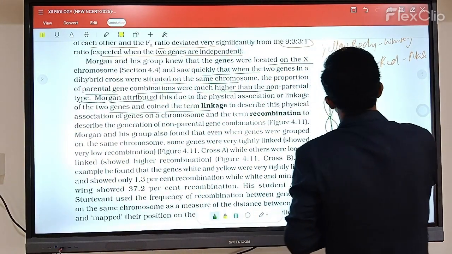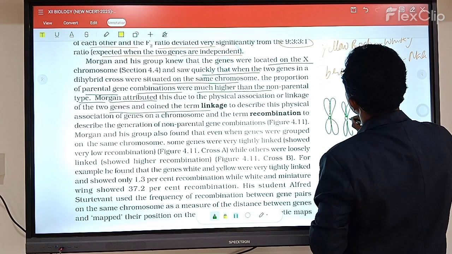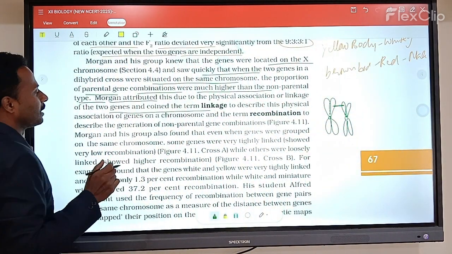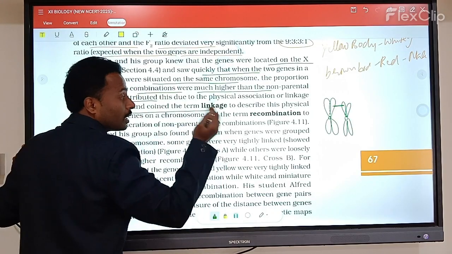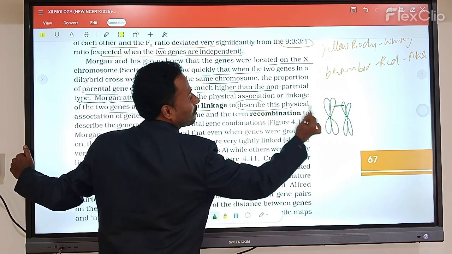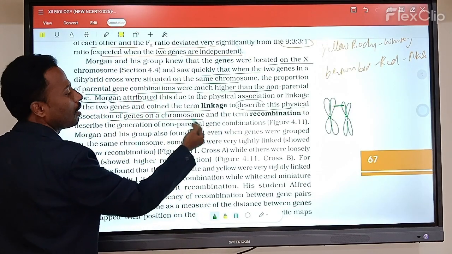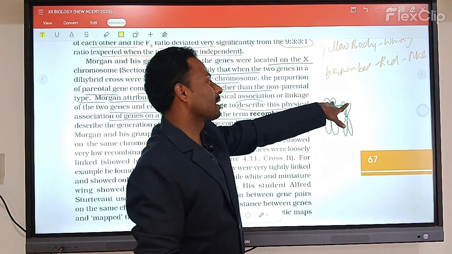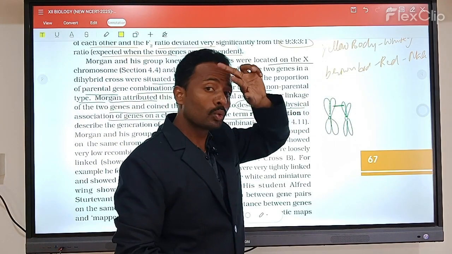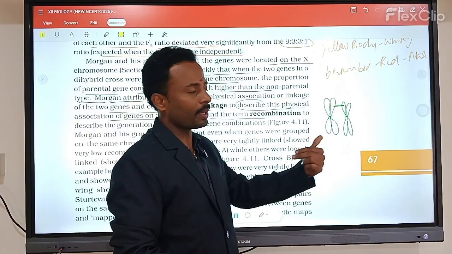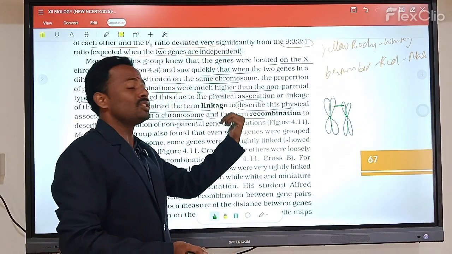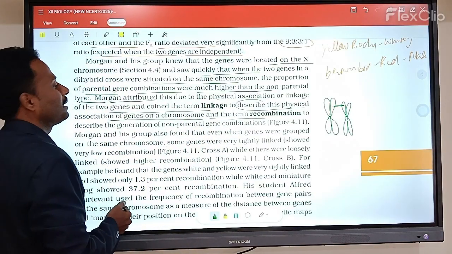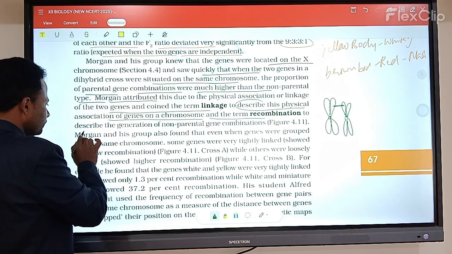So when two genes are on the same chromosome, they are physically associated. The physical association of two genes is called linkage. And the generation of non-parental gene combinations, through the breaking of the physical association of genes on a chromosome, is called recombination.